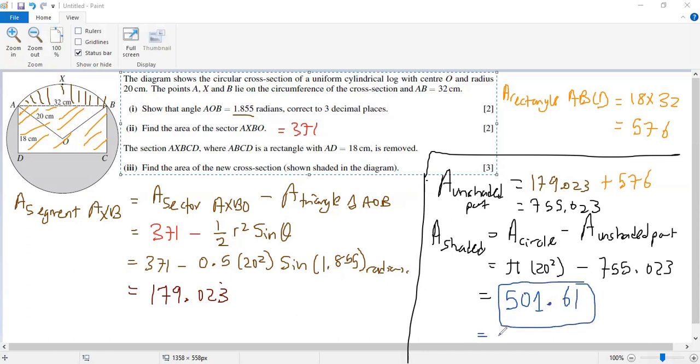I think they don't really bother about these decimal points unless they specify. Not very sure. Normally it's 3 significant figures, quite standard. So if it's not specified, maybe you can write both like that. Maybe it's 502 cm square. So this is how we do this question. Thank you.